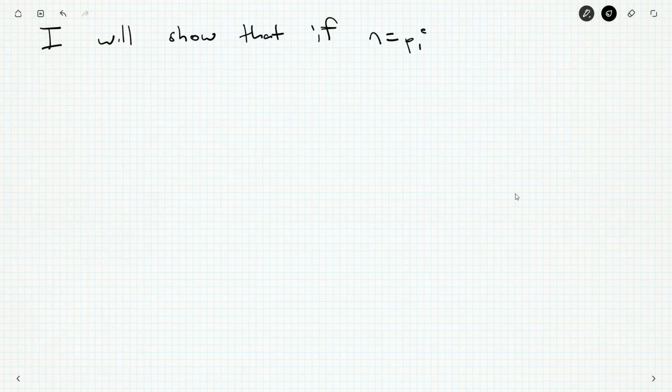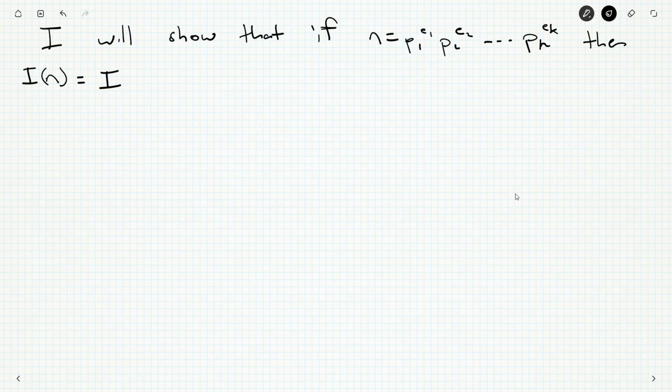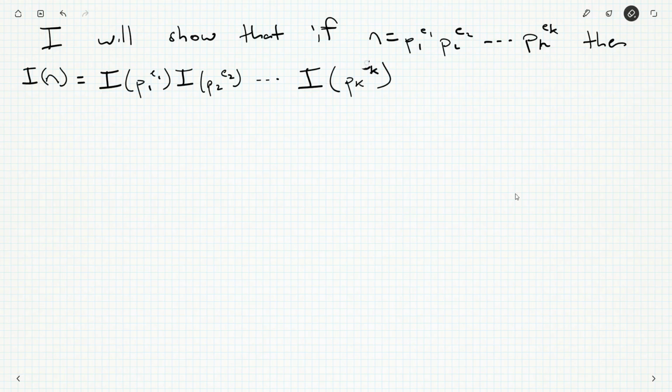If n is p1 to the e1, p2 to the e2, yada yada yada, then I of n is I of p1 to the e1, I of p2 to the e2, and so on. So this would still follow from the other thing I'm trying to prove, and this actually proves the other thing that I'm trying to prove, I believe. Yeah, this would prove the thing I originally said I wanted to prove. So they're equivalent statements. I just think working with the primes is going to be a lot easier.